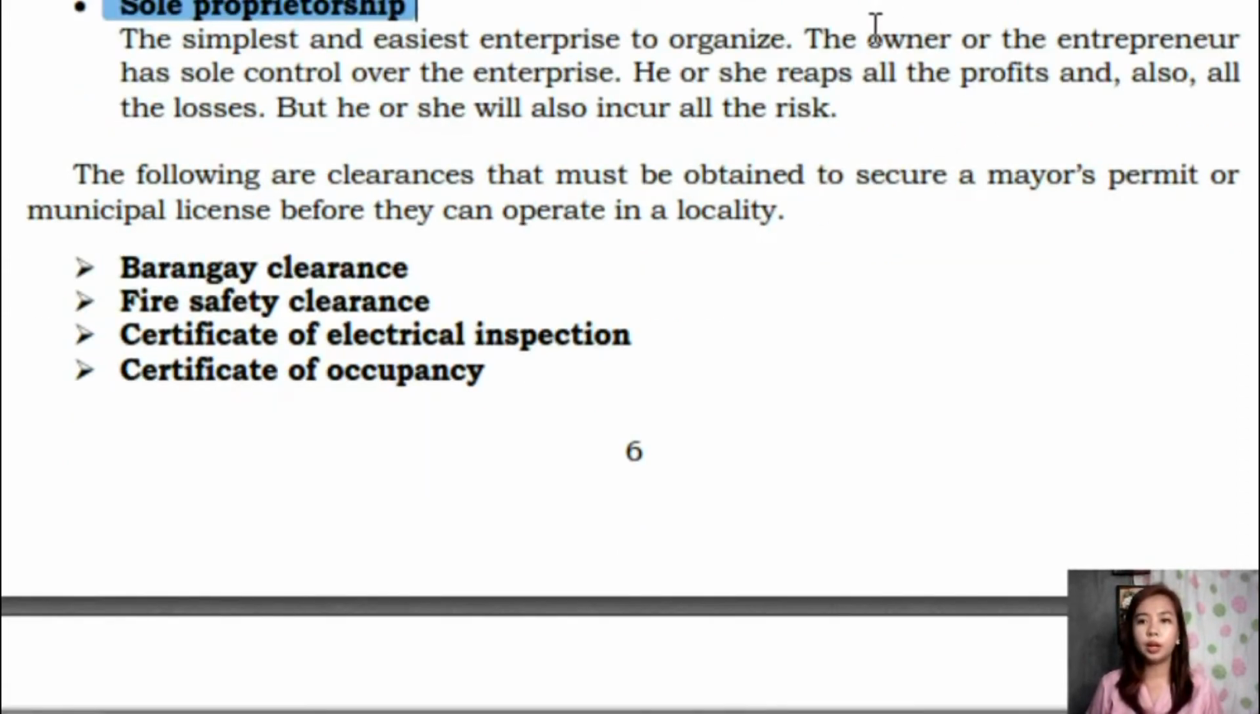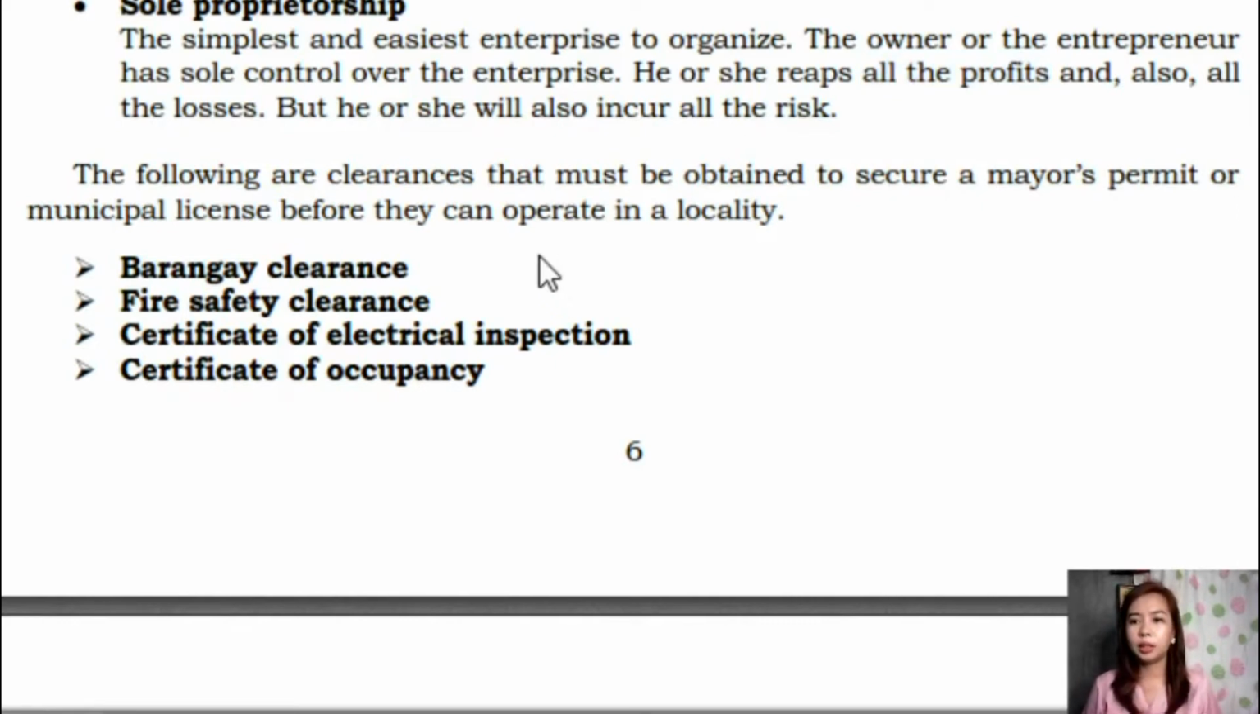The owner or the entrepreneur has sole control over the enterprise. So, siya lang ang magmamanage, siya lang magde-decide kung ano yung mga gagawin. Also, since mag-isa lang siya, the profits and the losses, i-shoulder niya. The profit na magigain, napupunta sa kanya, the losses will be shouldered by him or her.